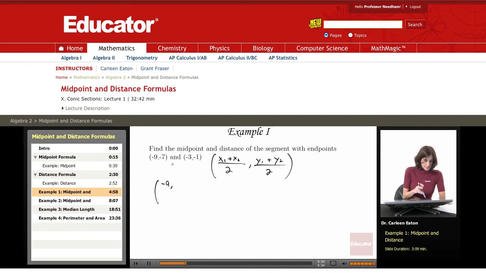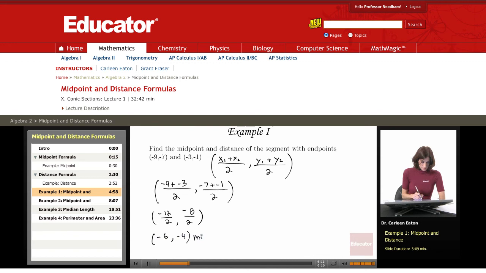-9 plus -3 divided by 2, and -7 plus -1 divided by 2. Adding -9 and -3 gives me -12 divided by 2, and that's -8 divided by 2. This becomes -6. -12 divided by 2 is -6, and then -8 divided by 2 is -4. So that is the midpoint. So that was the midpoint formula.